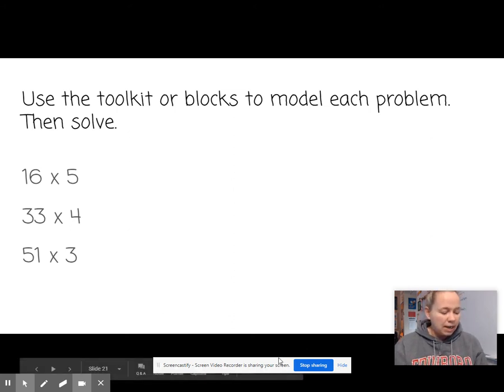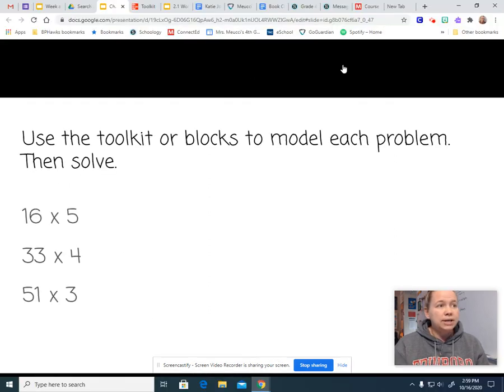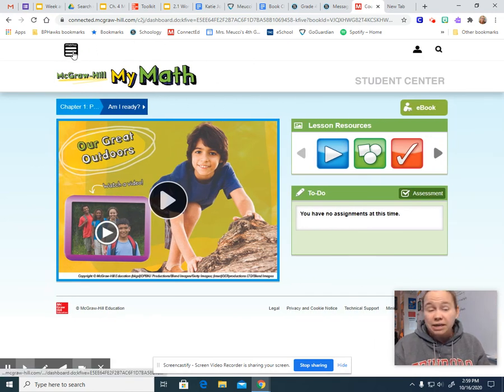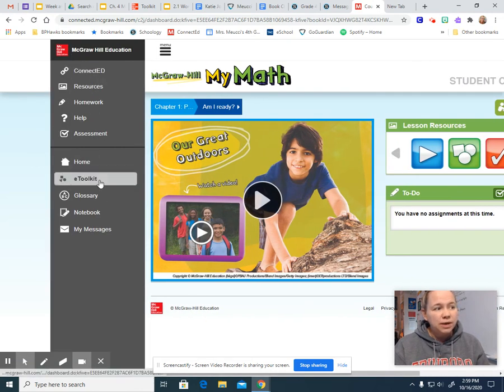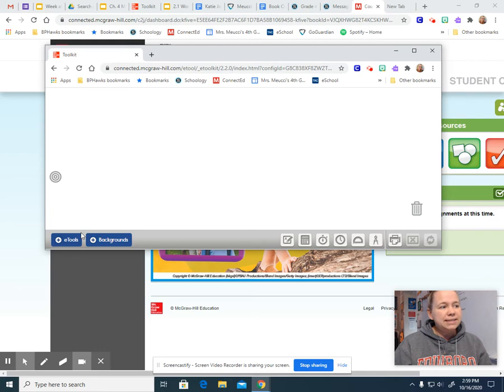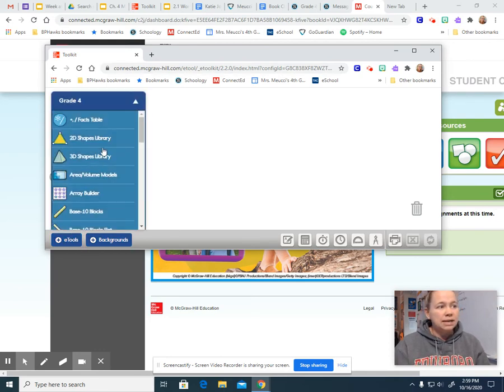And I'm going to show you how to get to the toolkit in your ConnectEd. So first, you have to go to ConnectEd. You have to log in and go to your math. And then you're going to click over here on menu. And when you click menu, you get this bar, and you get an option for e-toolkit. So you click there, e-toolkit. And you see down here at the bottom, it says e-tools. So you want to click on e-tools, and it brings up this navigation bar on the side.